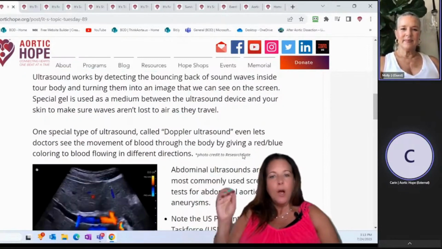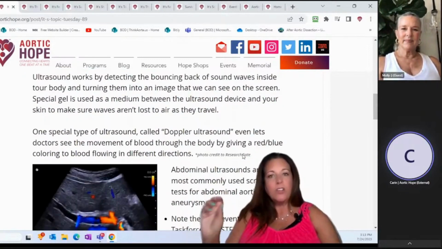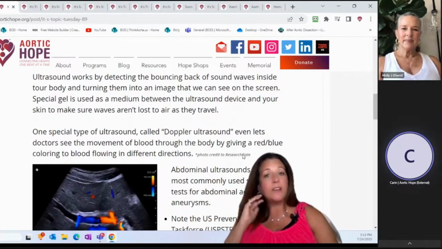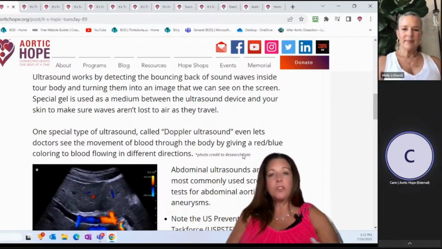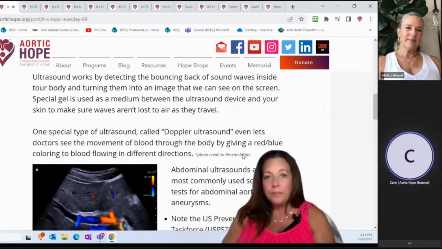So a special type of ultrasound is called a Doppler ultrasound. I know a lot of us have had that done on our carotid arteries, but that actually will allow doctors to see blood movement.